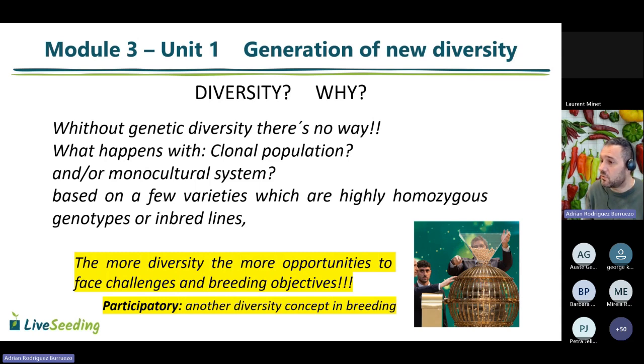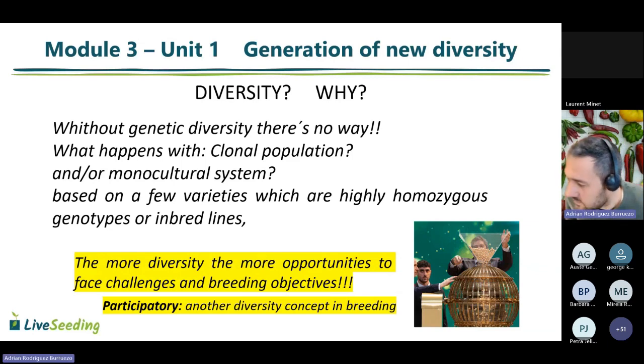And also, if you are based on a monocultural system, for instance, on a few varieties, which in addition are highly homozygous genotypes, inbred lines with no variation within them, you can perform selection, yes, selecting those individuals that look a bit different. But what you are selecting is probably a difference due to the environment, and you will not have breeding advances, no response to selection, okay?